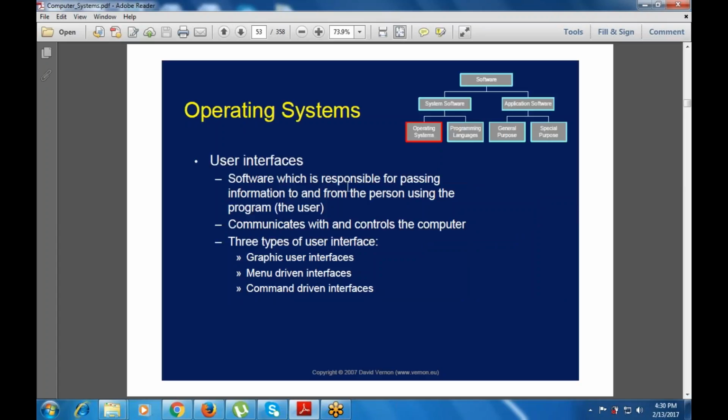Now, next is the operating system. We have done with the software. There are two types of software: one is the system software, one is the application software. And the system software is divided into two parts: one is the operating system, one is the programming languages. Now, let's see what is the operating system.